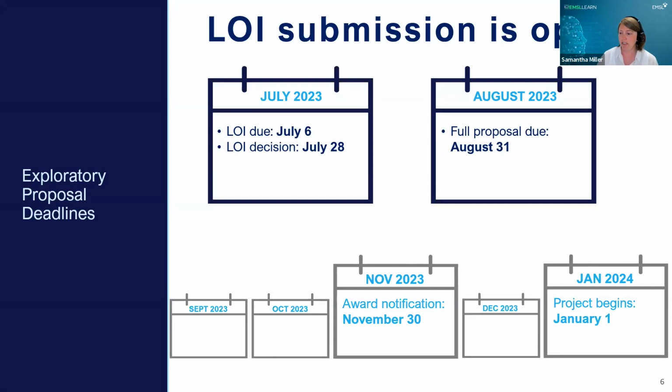The LOI submission is already open for the exploratory call, and LOIs will be due on July 6th. We will send out decisions for LOIs on July 28th with whether or not you're invited to submit a full proposal. Full proposal submission will open on August 1st, and full proposals are due August 31st. Final award notifications will go out November 30th.